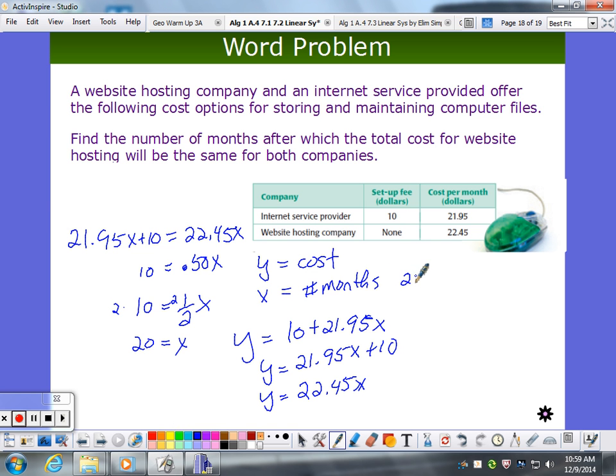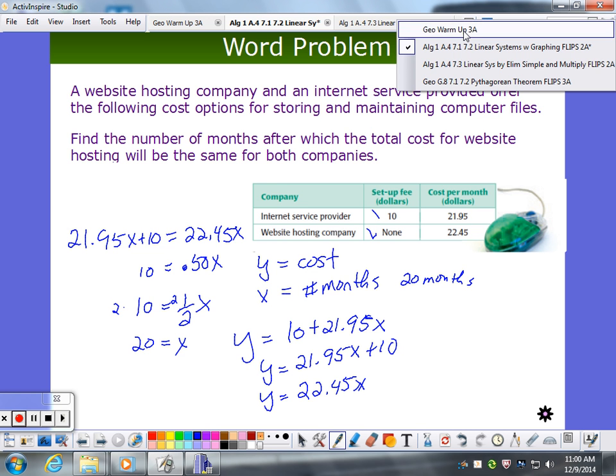What happens in 20 months? Break even point. It costs the same. So if you want your website less than 20 months, you should probably go with this guy. But if you're going to keep it more than 20 months, you go with that guy. So using these word problems, I wanted you to see these because we are going to be using more word problems. But we can get into today, which is, I think, this one.